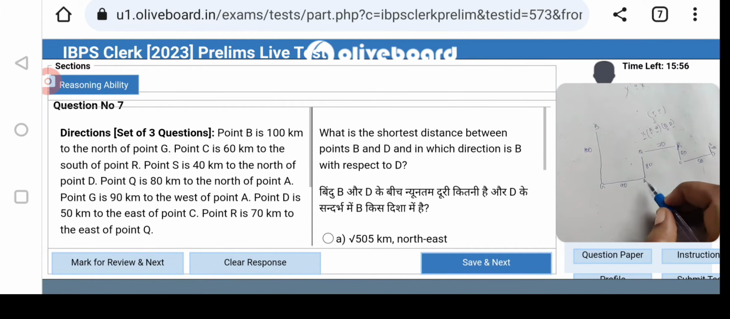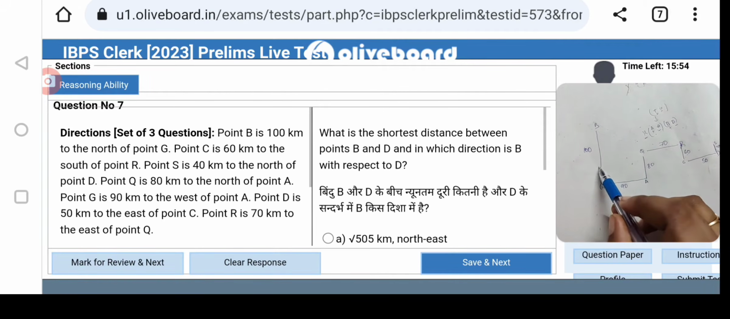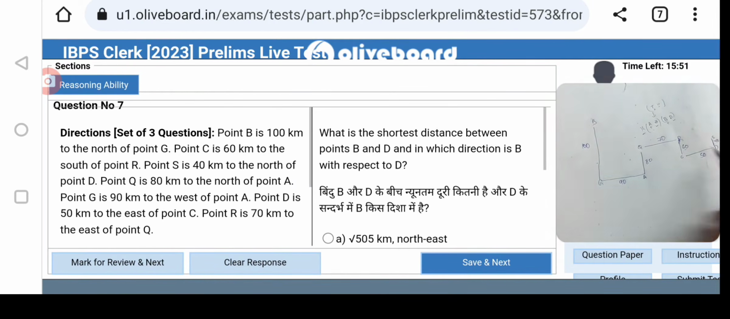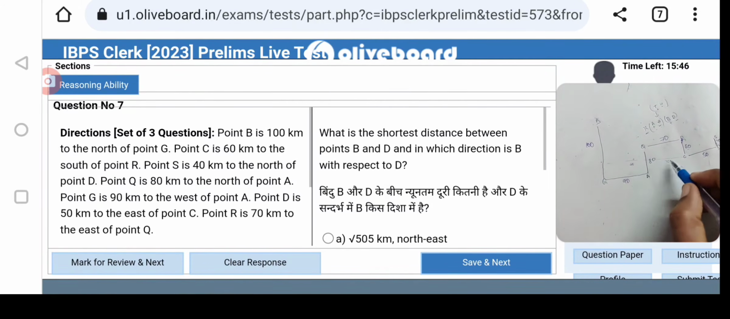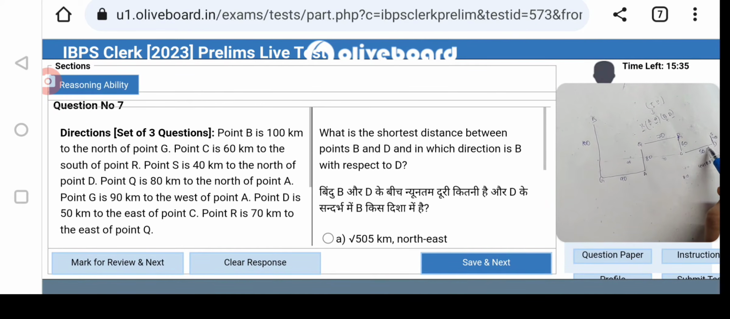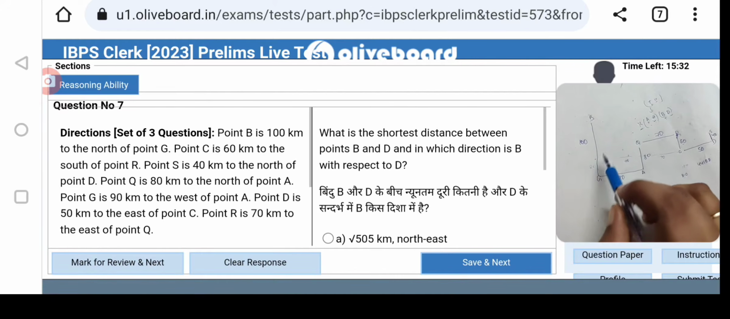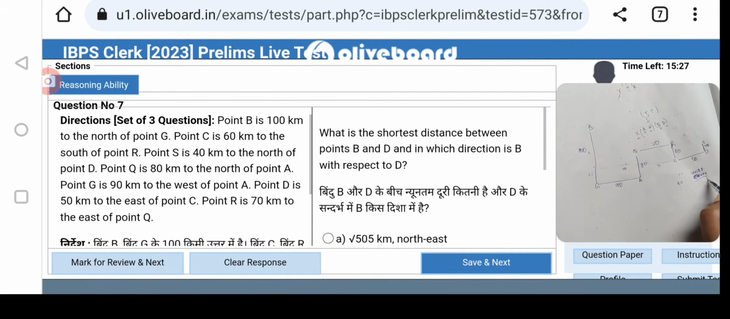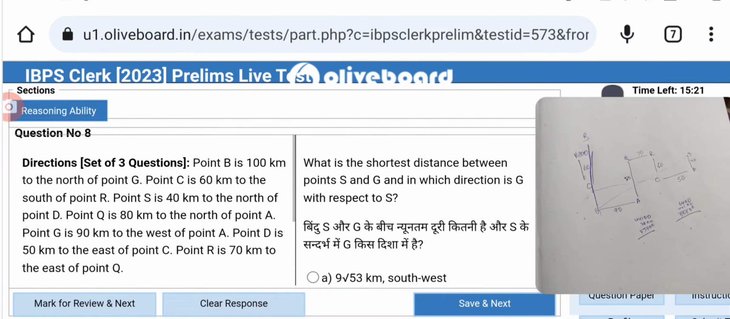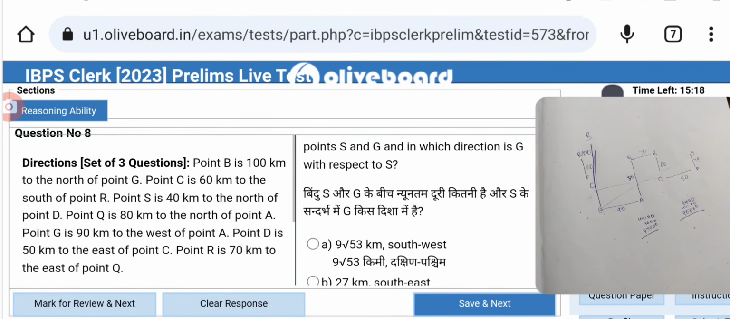What is the shortest distance between the B and D, and which direction of B with respect to the D? So northwest, 50, 70, 90. 160 plus 50, 210. Square 44100 and this is already 20, 80, 64, that is 6400, 505. 27. Southwest.